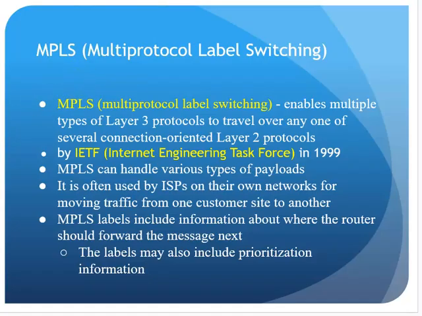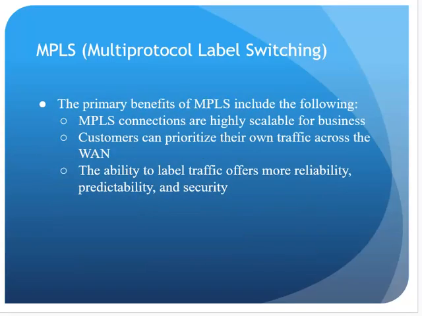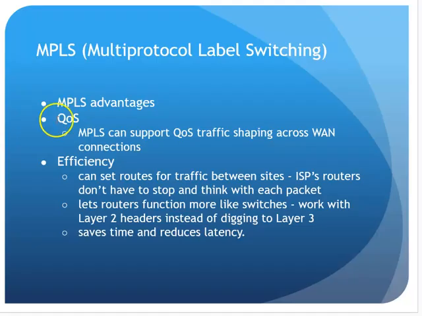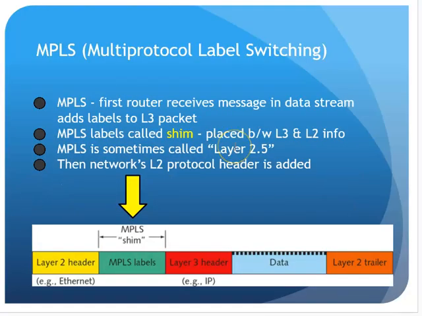And what happens is your data that's moving through has an extra little header slid in there, and it's read by your routers quicker than reading the IP header, so it's trying to move the data through a little bit quicker. Highly scalable. Customers can prioritize their traffic. The ability to label traffic offers more reliability and even quicker service in some cases too. So here again, that picture, but you can do some quality of service with this and even have a little bit more efficient routes. And the reason and how it's doing that is right here.